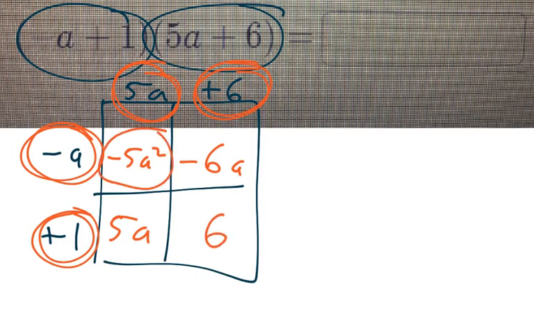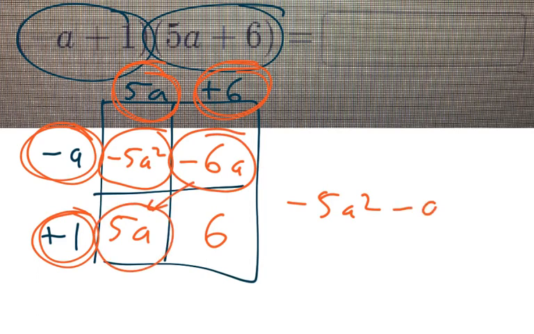So what I have here is negative 5a squared. The negative 6 together with a positive 5 is negative 1a. Don't have to write the 1. You can if you want to. And finally, my constant is positive 6.